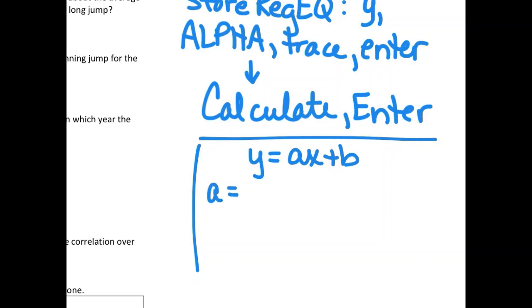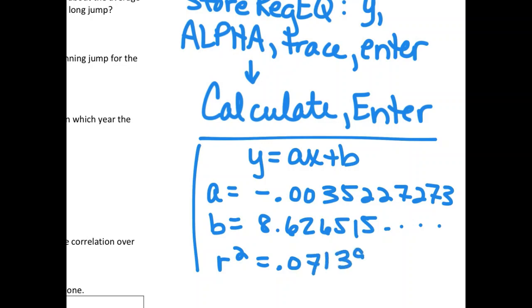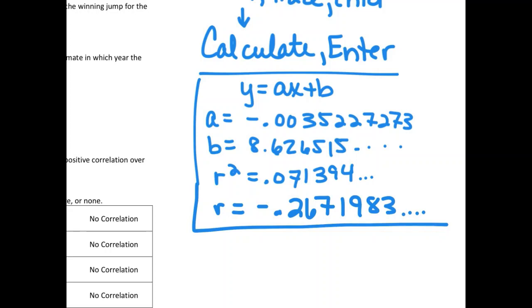It says a equals negative 0.0035227273, and so on. And then b equals 8.626515, and so on. And then it says R squared equals 0.071394, and so on. And r equals negative 0.26711983, and so on. Now remember that we don't need the R squared number. We're going to use the rest of these numbers.